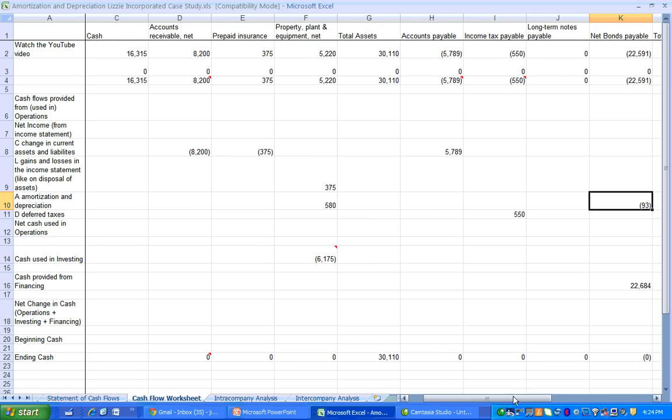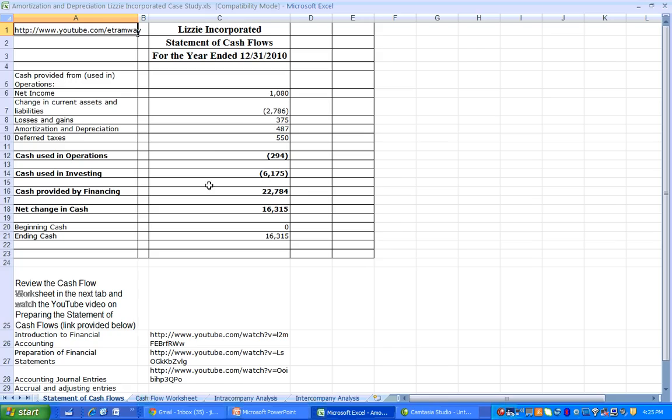The actual statement of cash flows is here, so you can see the amortization and depreciation. We had the depreciation from the fixed asset, reduced for the amortization of the premium, and the cash provided by financing. Included in that is the bond that was sold for $22,684. So this is the financial accounting for amortization. Practice these different methodologies.